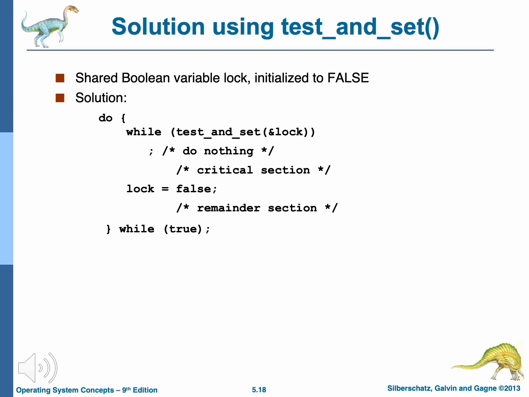If the machine supports the test and set instruction, then we can implement mutual exclusion by declaring a Boolean variable lock initialized to false. The structure of process Pi is shown here.